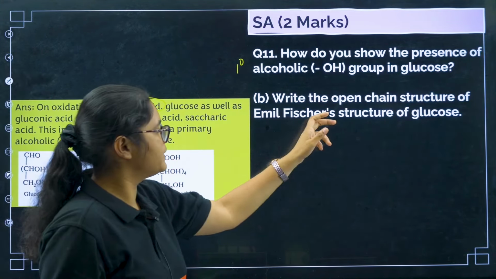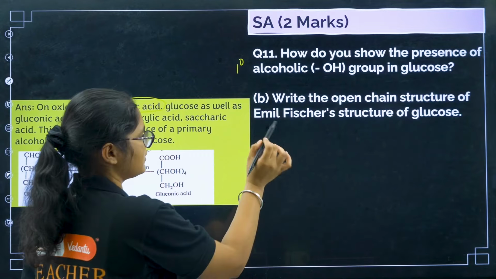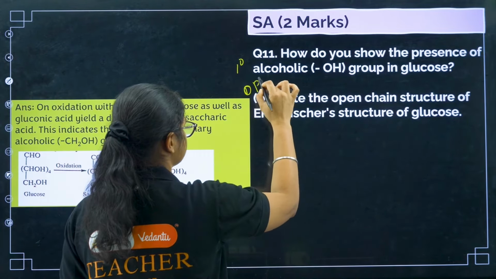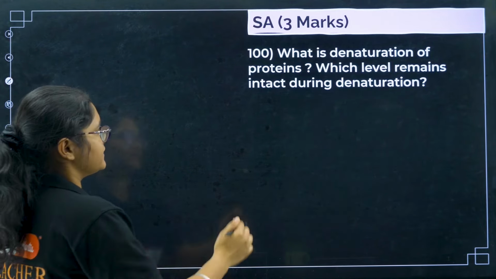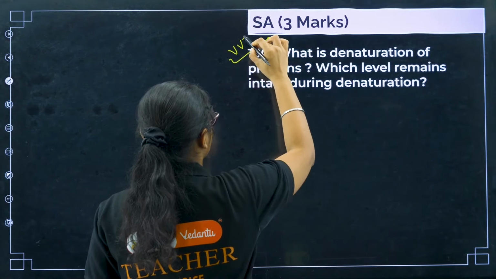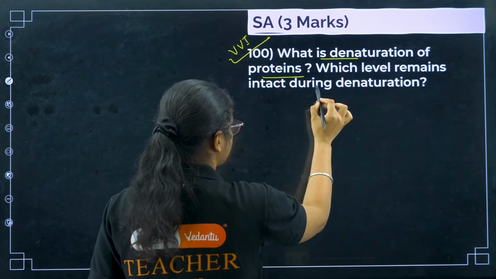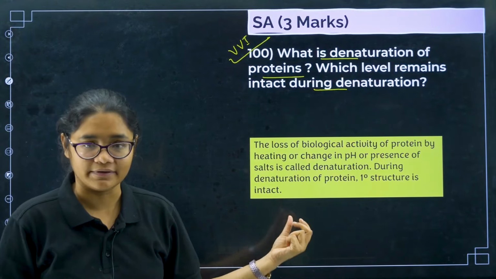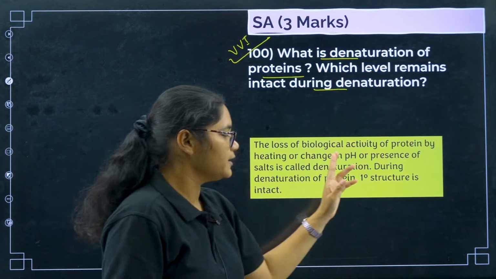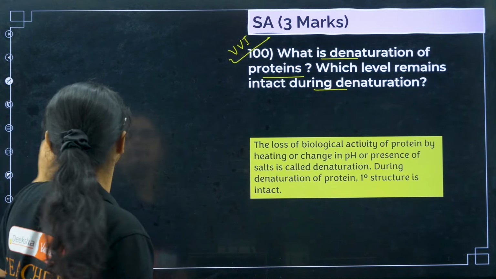Now, write the open chain structure of glucose. This is not important, so I'll mark it as optional, but yes, you should know the open chain structure of glucose. Next, this is an important question, number 100. What is denaturation of protein and which structure remains intact? Loss of biological activity is denaturation of protein, and the primary structure remains intact.